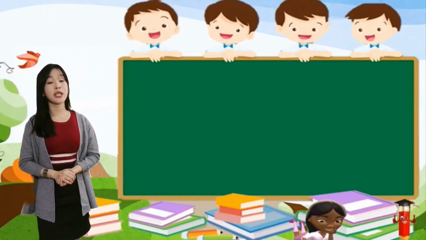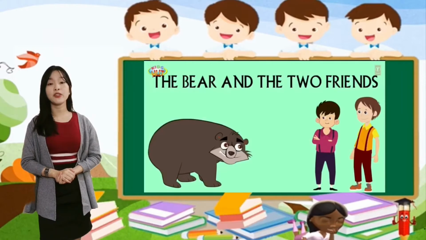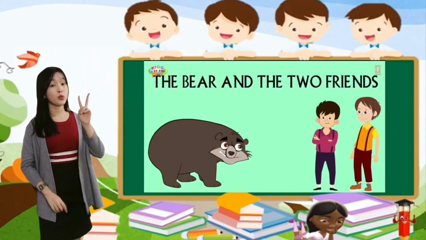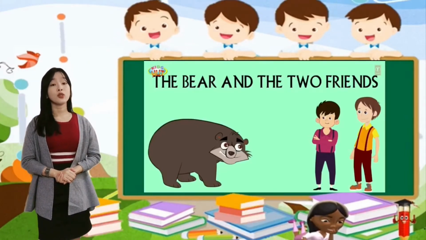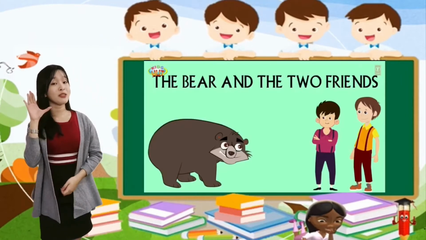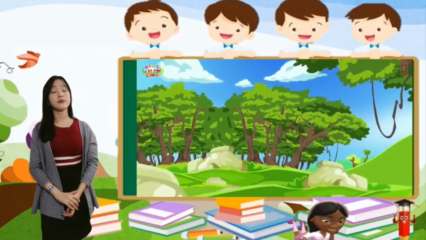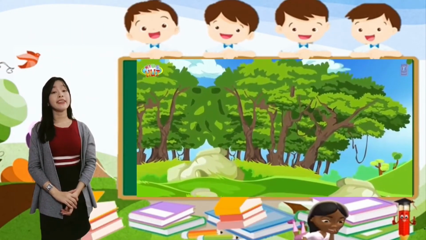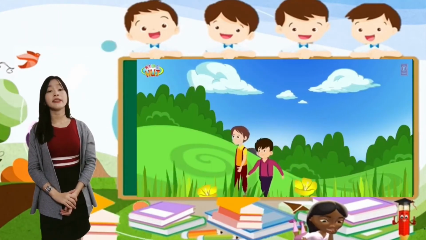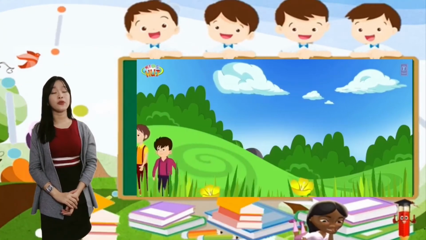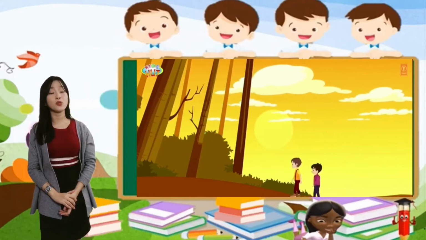Okay, I will show you some pictures. What did you see from the pictures? Yes, very good. It's a bear and there are two boys. Today, I will read the story of the two friends and the bear. Are you ready to listen? Okay, let's start. There lived two friends in a village. They were Sha'am and Tano. They were very close friends. One day, they decided to go to the nearby city for their business. But for that, they had to cross the forest and go to the city.